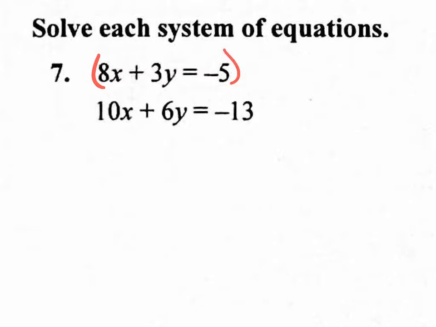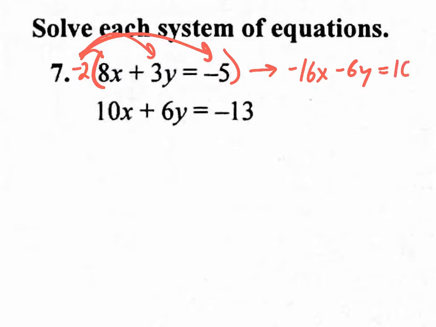Please put parentheses around the equation that you will modify and put that value that you're going to be multiplying by. And actually distribute, maybe draw arrows to show negative 2 times 8x is negative 16x, negative 2 times 3y is negative 6y, and negative 2 times negative 5 is positive 10. Now the bottom equation, we're going to leave it exactly the way it is: 10x plus 6y equals negative 13.